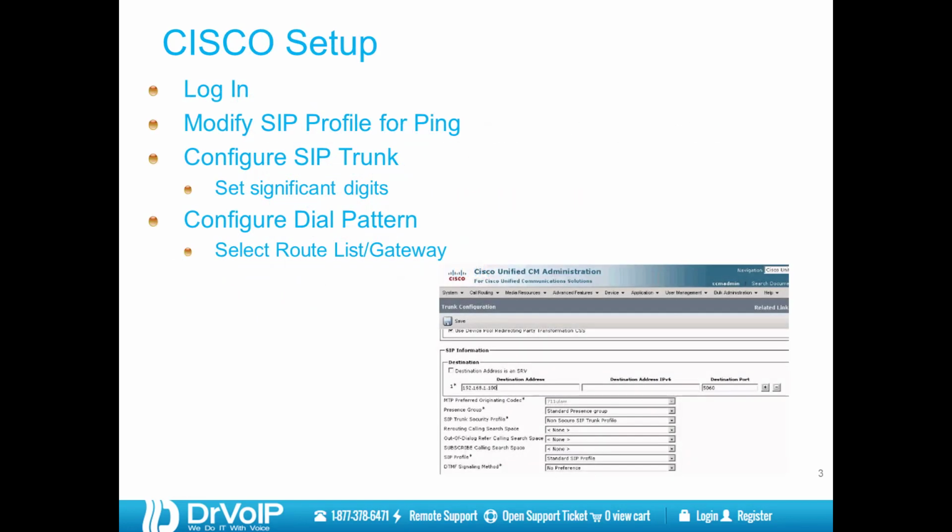The Cisco setup involves logging in. We're going to modify the SIP profile for ping. I do this as a standard practice. Anytime I set up a SIP trunk, I modify the standard SIP profile, copy it and save it as standard SIP profile with ping. And I'll show you how to activate that little option. I find it useful when I log in to see how long the trunk has been up and active. And you get that information by enabling the ping option.